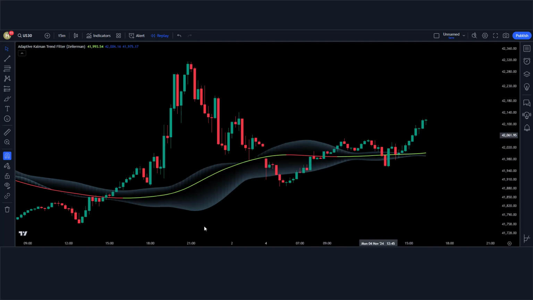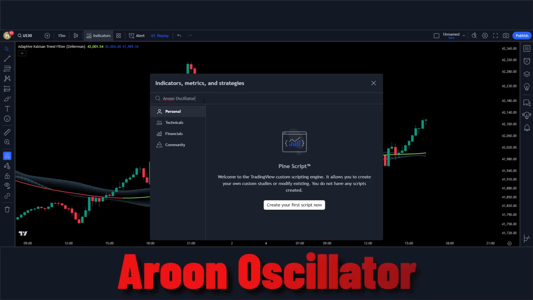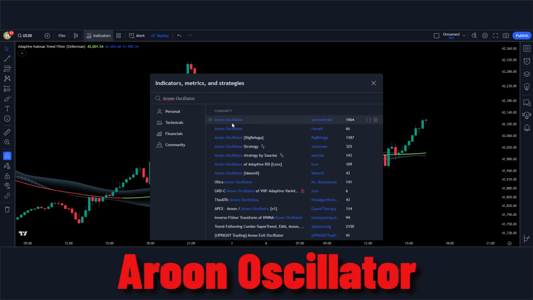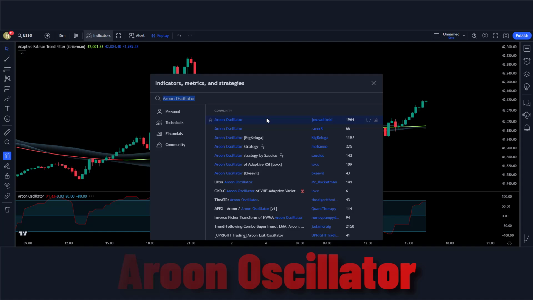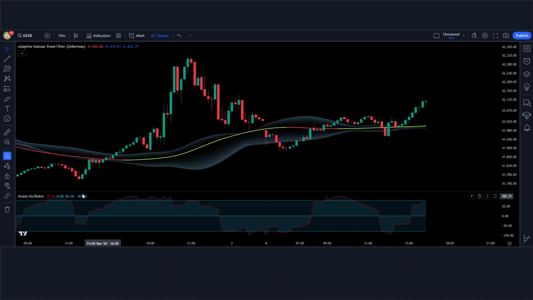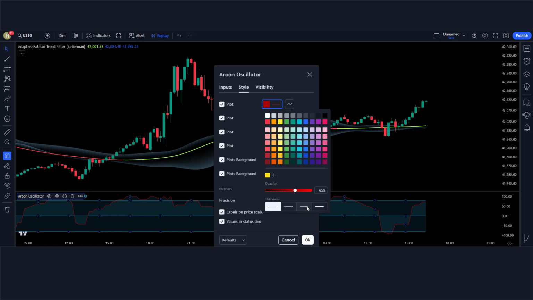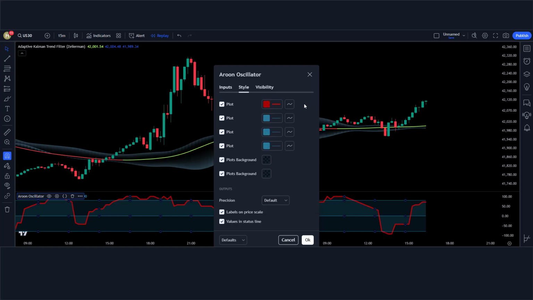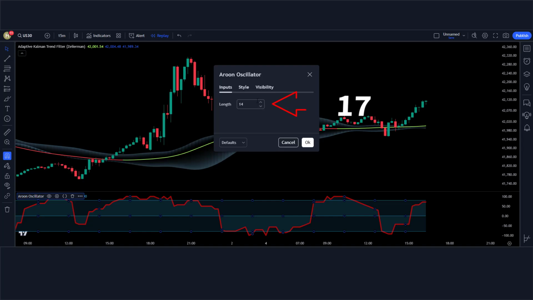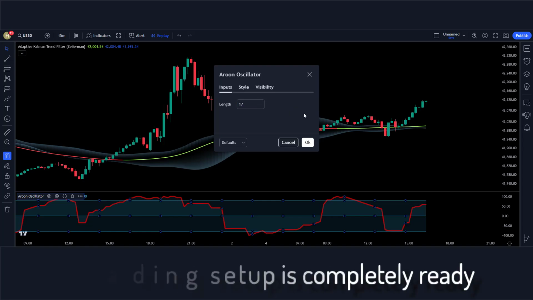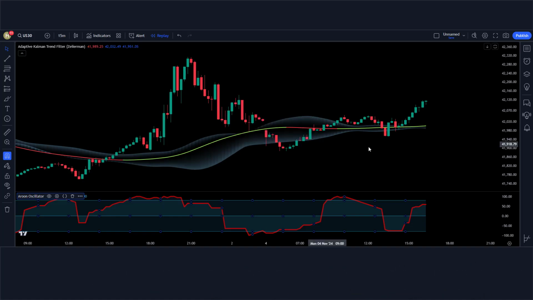After that we have to apply another indicator on the chart. Second indicator name is Aroon Oscillator. Let's change the settings of the indicator. Length 17. Now our trading setup is completely ready.